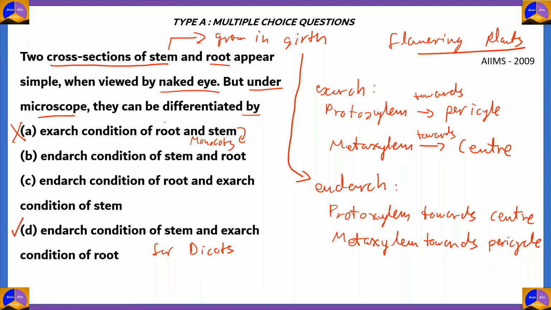So they are angiosperms, and these are dicots in general. Option B, that is endarch condition of stem and root, has not been found yet, so it is incorrect. Option C is also incorrect because here again, the stem grows in girth, while in the condition given here, it's said that the root grows in girth.